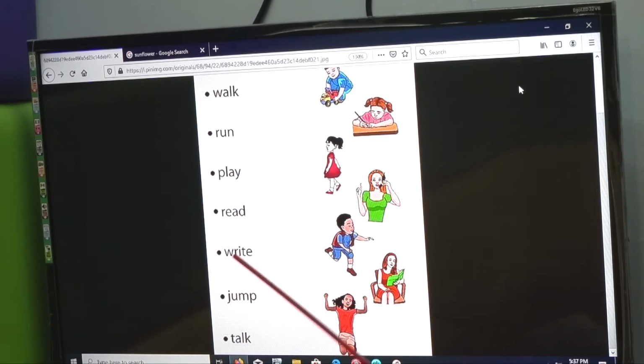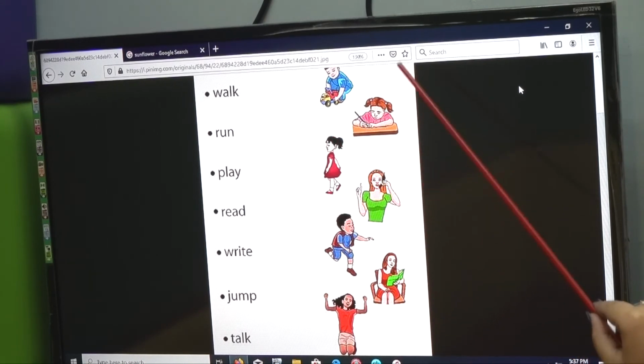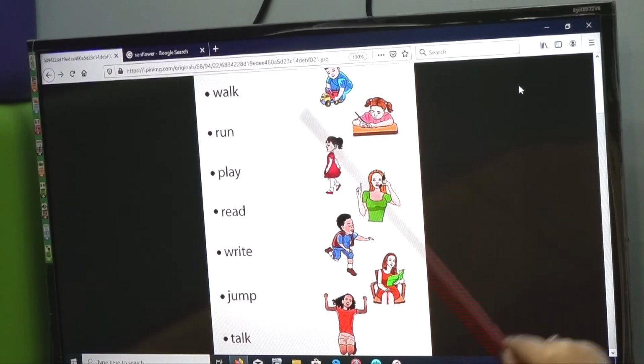How do you read this word? Write, right? Which picture is best to describe the action write? Sorry, the action is write, right? Which picture is best to describe the action write? That should be over. Is it here? Yes. All right, the next one.